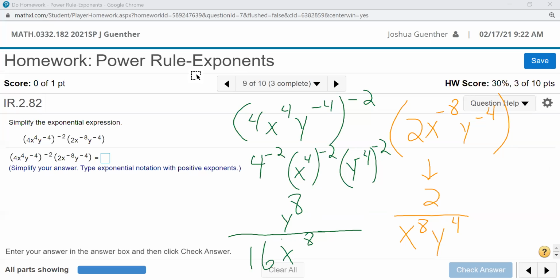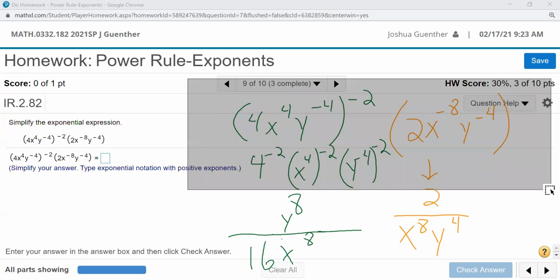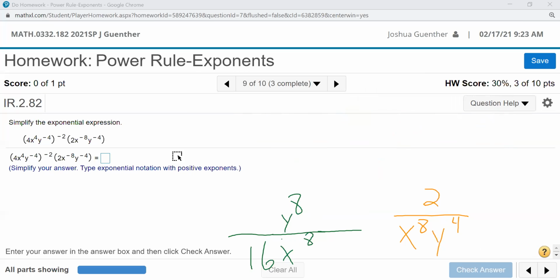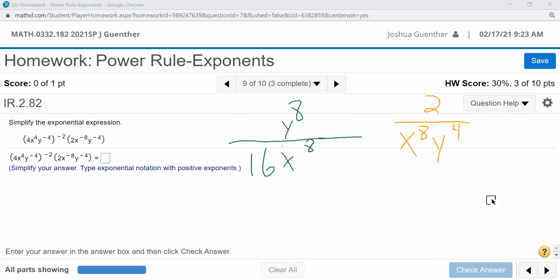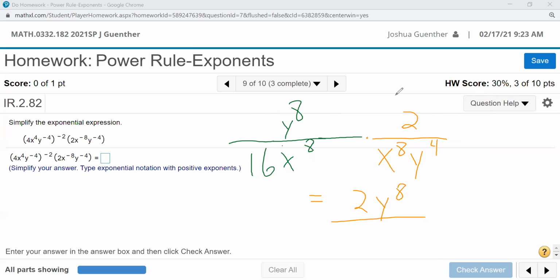And now we've simplified. Now we're multiplying these things together. Y to the 8th times 2 on top is just 2y to the 8th. 16x to the 8th. Then there's another x to the 8th down there and a y to the 4th.